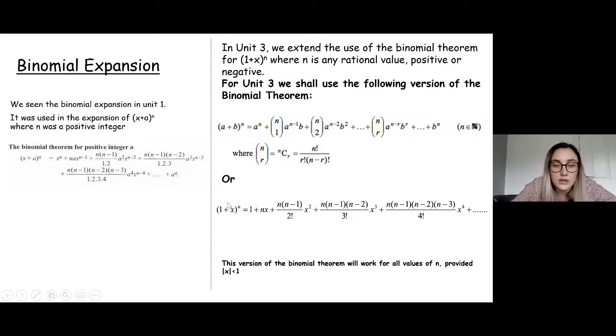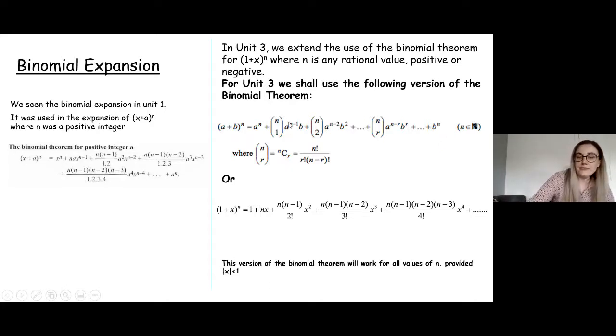Or we've got this one, which is the one I'm mainly going to look at today: 1 plus x to the power of n, and then 1 plus nx, n(n minus 1) over 2 factorial x squared, and so on. We'll see how that works now. This version of the binomial theorem will work for all values of n, provided the modulus of x is less than 1.